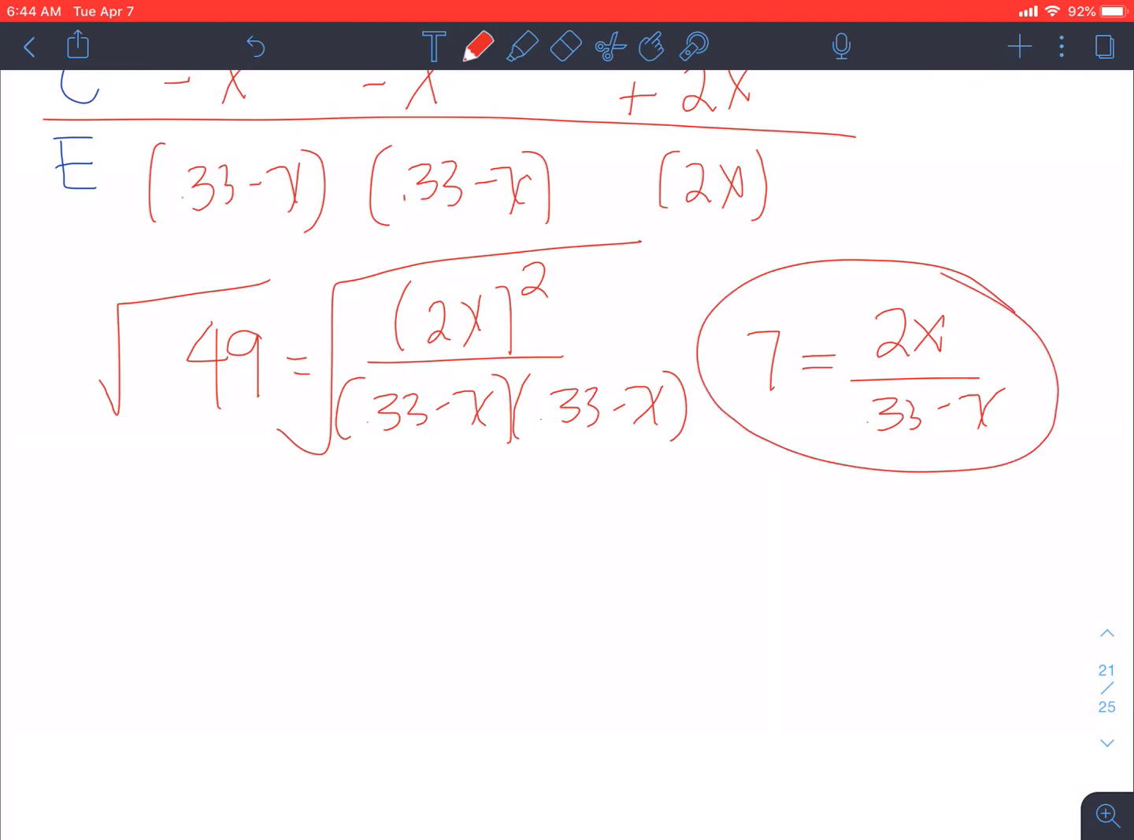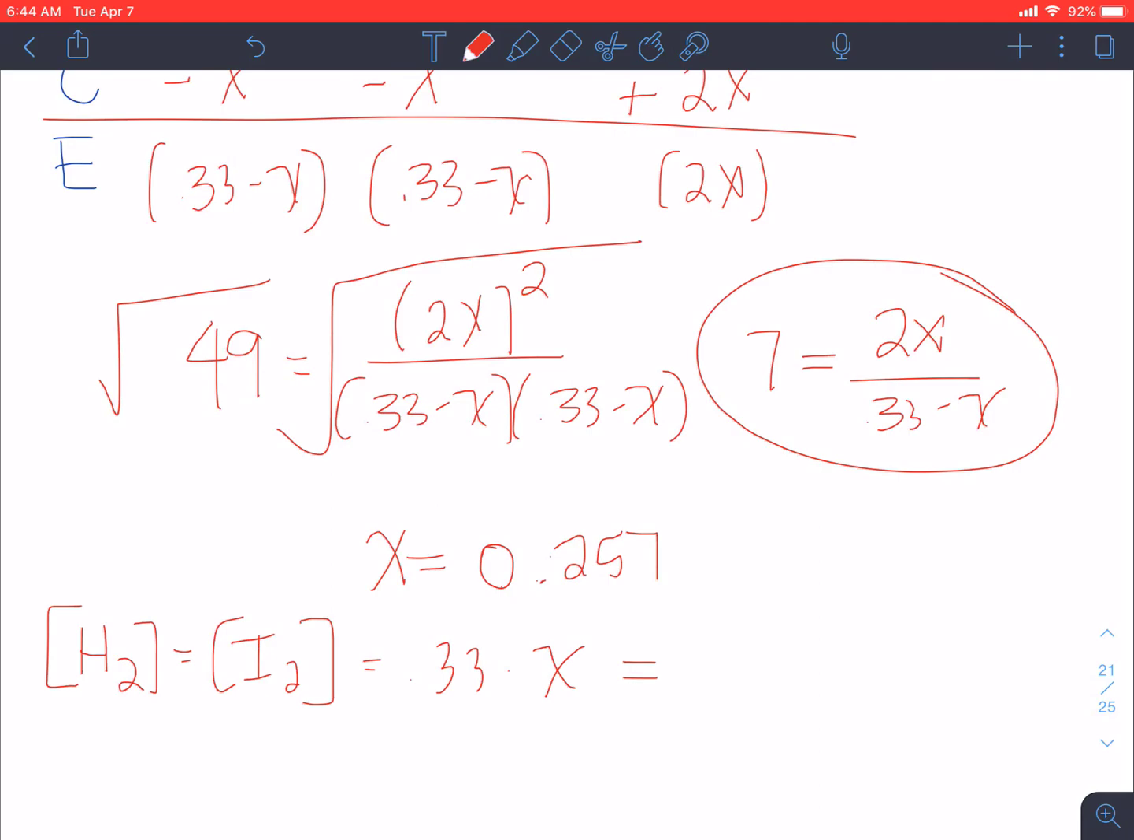Now, I'm not going to show you the long algebra portion of this. If you want to pause the video real quick, solve for x and see if you get the same thing. Simplifying all the way down, you should get x as 0.257. Okay, and so what we can do is go back and find the individual concentrations of H2 and I2. Since those are equal, we can express it like this: 0.33 minus x, plug in x, you would get 0.074 molar for those two.